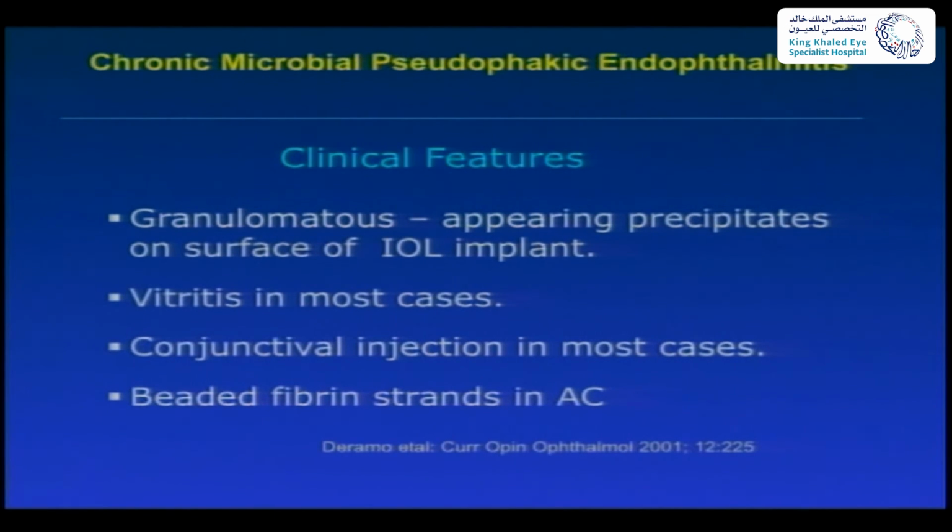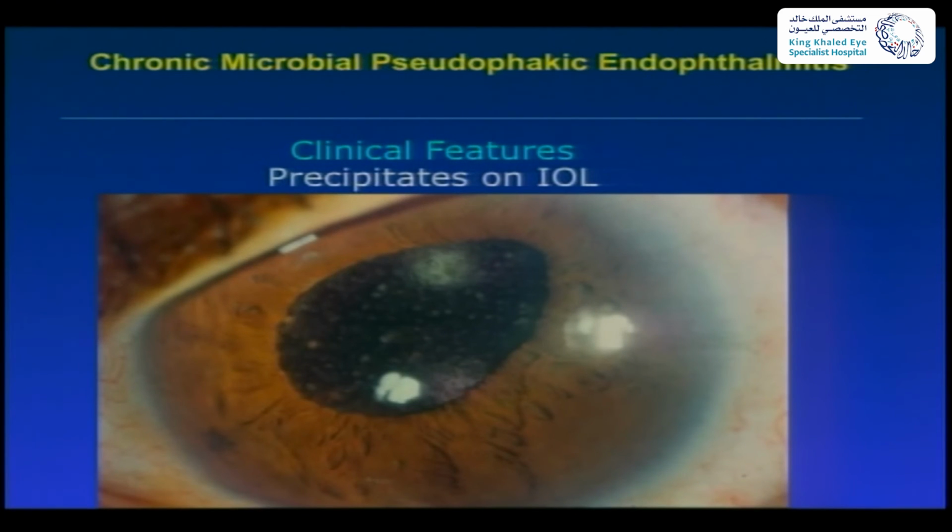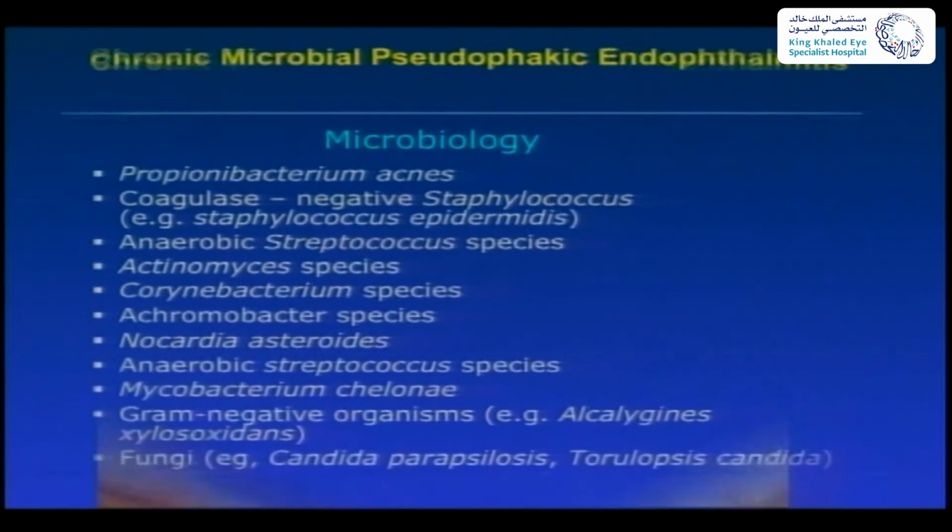These patients also, because of the chronic inflammation, can have granulomatous deposits on the surface of the IOL. You see the intraocular lens full of deposits, vitritis in most cases. So this is an example of a patient. You can see these granulomatous deposits on the intraocular lens.